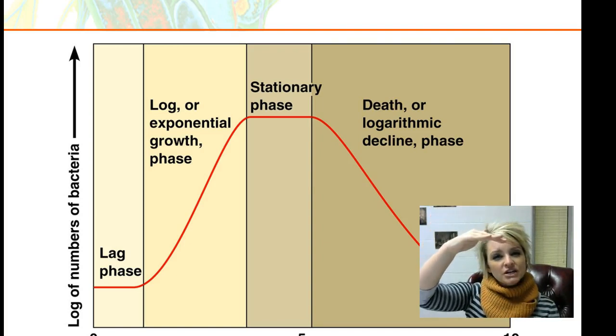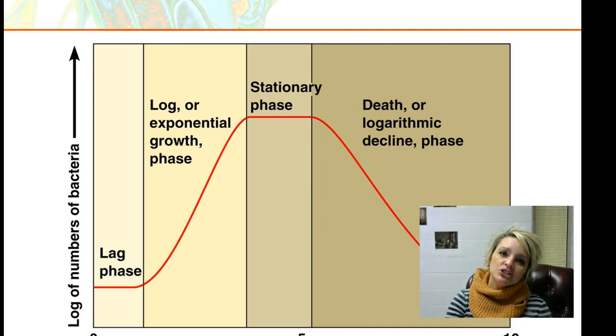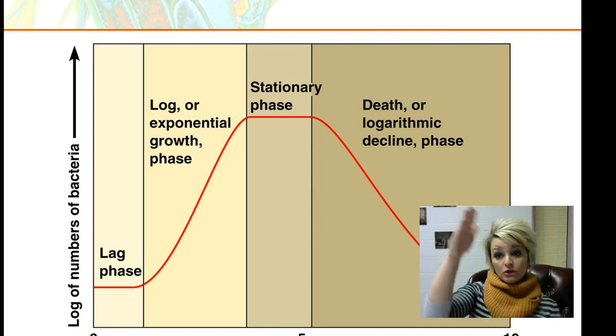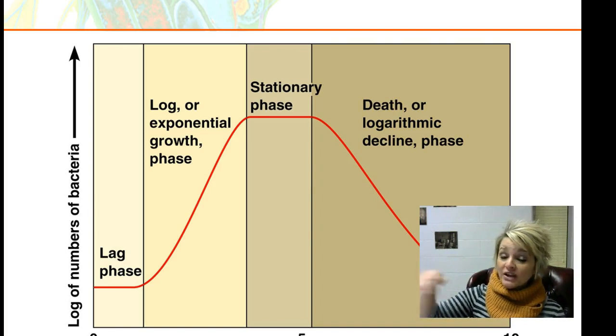Why does the stationary phase plateau off? Let me ask you this. Are they dying? No. Are they growing? No. So what's happening during the stationary phase that they're not dying or they're not growing? They were growing. And if you look past the stationary phase at the death phase, they start dying out very quickly.